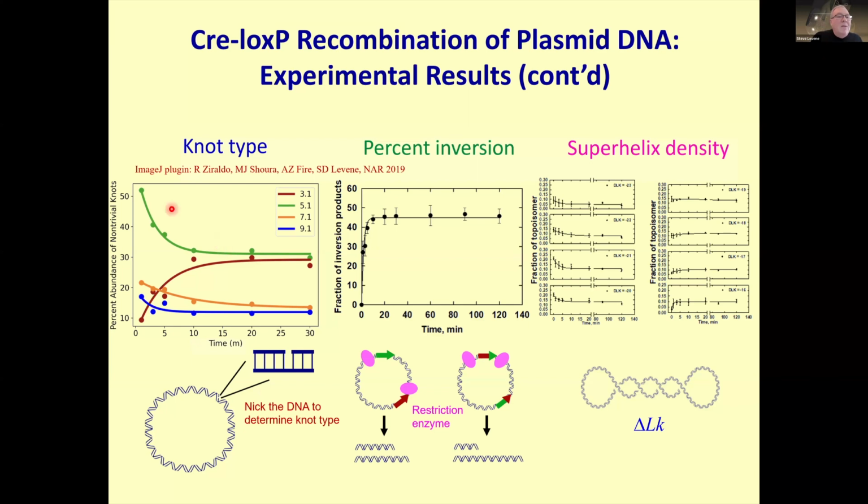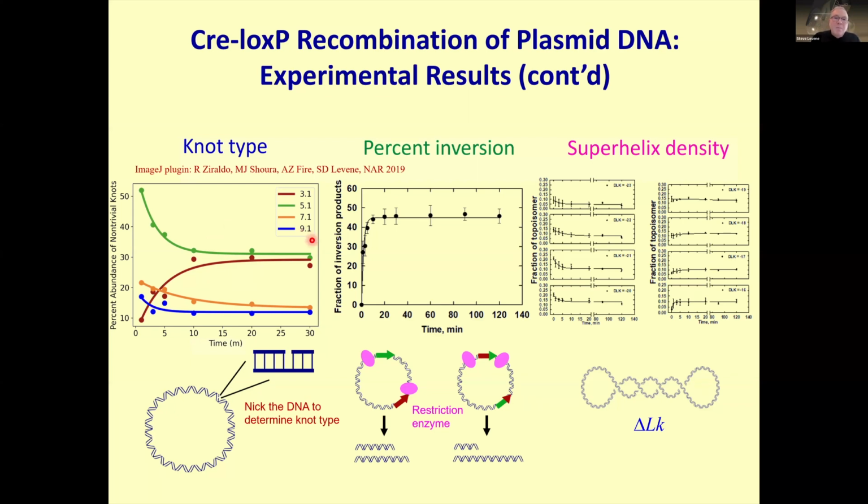So the knot that forms first is basically the 5-1 knot. The 7-1, the 9-1, these decay rather slowly, but the 5-1 knot decays a little more rapidly, and at the same time you can actually see the trefoil knot coming up. So interesting kinetics, not the kinetics I would have expected based on any reasonable model for recombination.